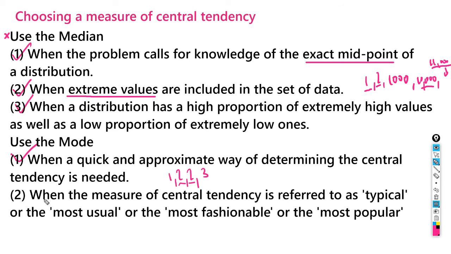And the next one says, when the measure of central tendency is referred to as typical or the most usual or the most fashionable or the most popular. So you basically want to find the one that's most popular or most used, most usual, most fashionable, or the typical one, typically that color, or typically that number. That's when you want to use the mode.